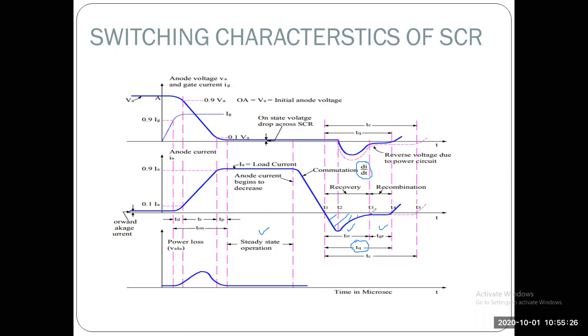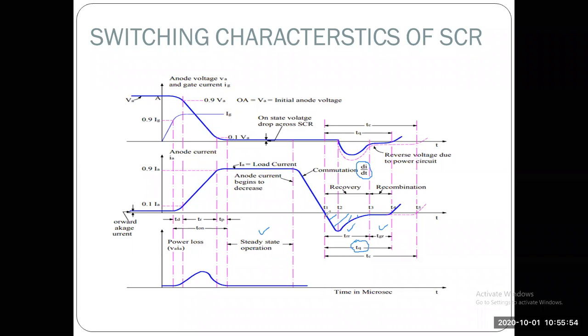Excess charge carriers are storing. This area is a triangle-like shape, which we discussed in the previous power diodes also, the same concept of reverse recovery. These excess charges are the main reason to get a negative value of anode current.